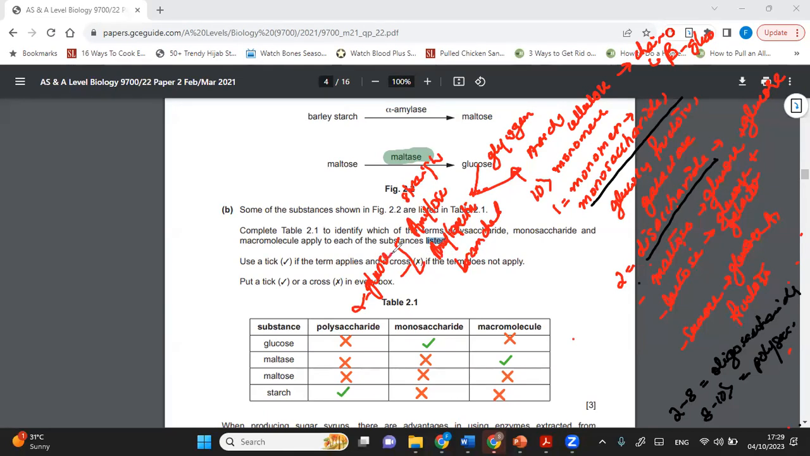Right? So we have monosaccharides: glucose, fructose, galactose. We have disaccharides: maltose, lactose, sucrose. Then more than 10 monomers is a polysaccharide, which is glycogen, starch, and cellulose. Both glycogen and starch are made of amylose and amylopectin and alpha glucose. Cellulose is made up of beta glucose.